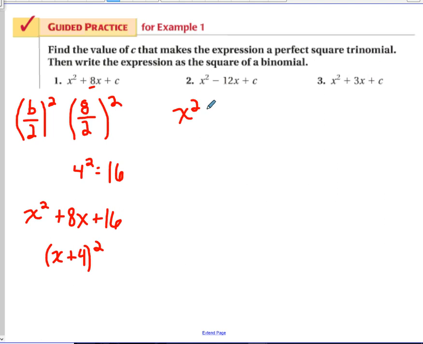So number 2, it would be x squared minus 12x. And my c term would be 36. So then my factored form would be x minus 6 squared. Okay. And then my number 3, my perfect square, is x squared plus 3x plus 9 over 4.